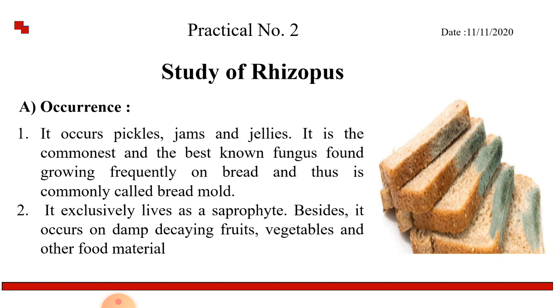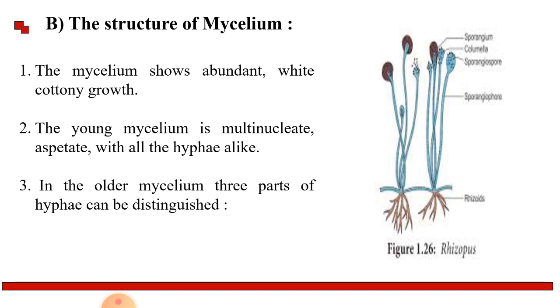It exclusively lives as a saprophyte. Saprophyte means the fungus which grows on dead decaying organic material only. Besides it, it occurs on damp decaying fruits, vegetables and other food materials.